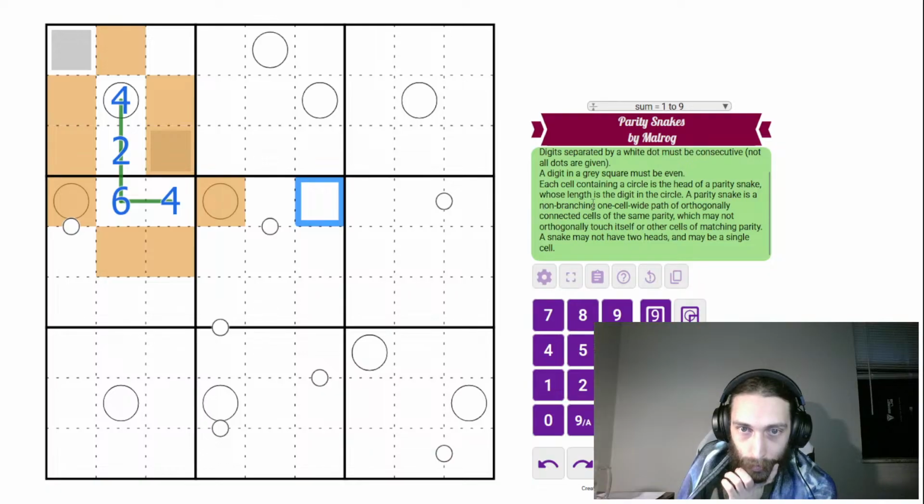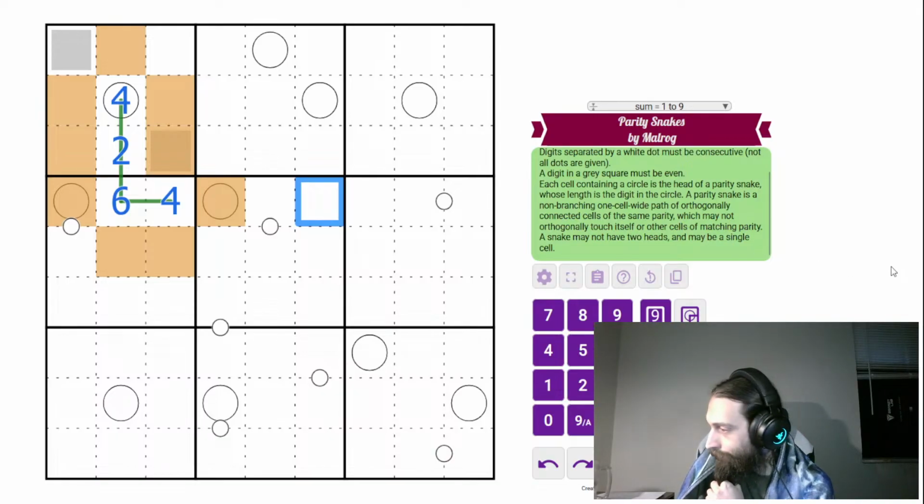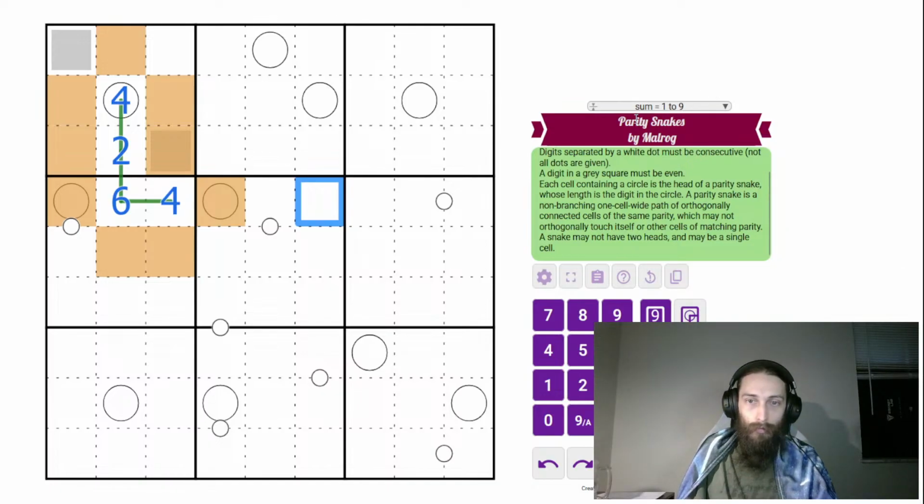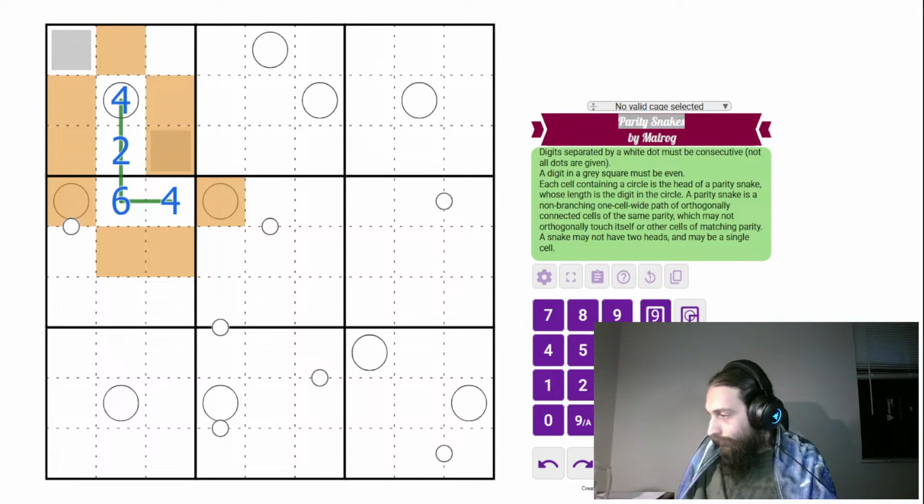Parity snake is a non-branching, one-cell-wide path of orthogonally connected cells which may not orthogonally touch itself or other cells of matching parity. Okay. A parity is either odd or even digits. Cool. So I was on the right page on that one.